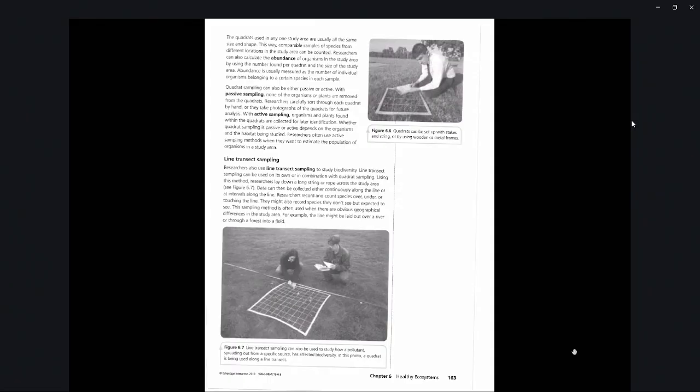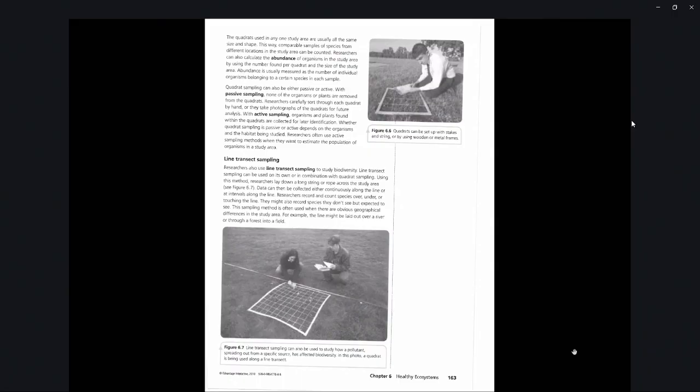So if there are a lot of different geographical differences in the area, this might be a good method. And the line could be over a river, through a forest, in a field. There's lots of different ways line sampling can be used. And you could also have a quadrant alongside the line transect. So what could happen is you could lay your line down, and choose good sites that fall on the line to be able to measure and collect your samples.